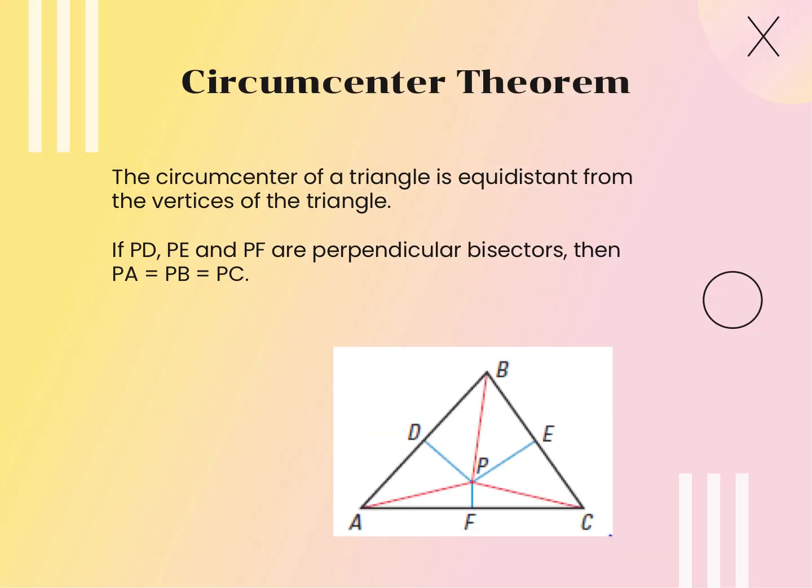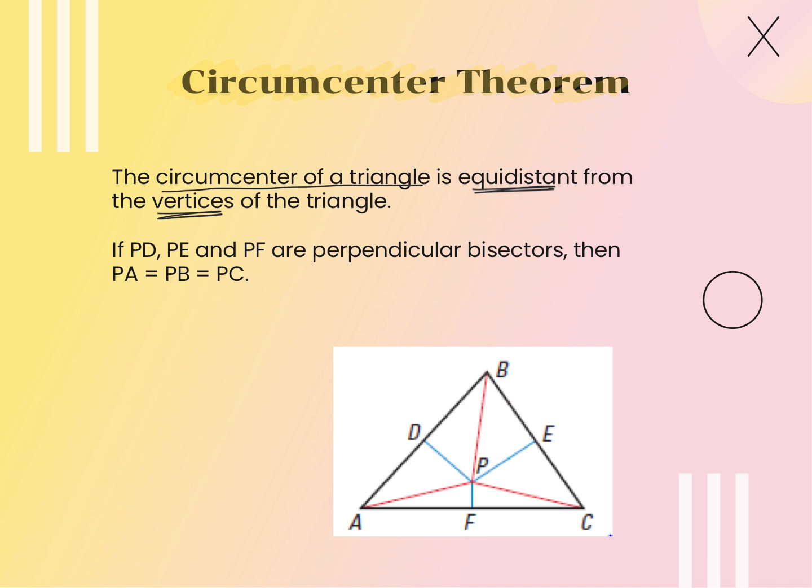Now that we know what a circumcenter is and how it's created, we know the definition of it, and we know how to identify it. Now we're going to learn to apply it. We're going to apply something with it using the circumcenter theorem, okay? And the circumcenter theorem basically tells you that the circumcenter of a triangle is equidistant from the vertices of the triangle. So again, let's look at this picture and identify what's been given to us.